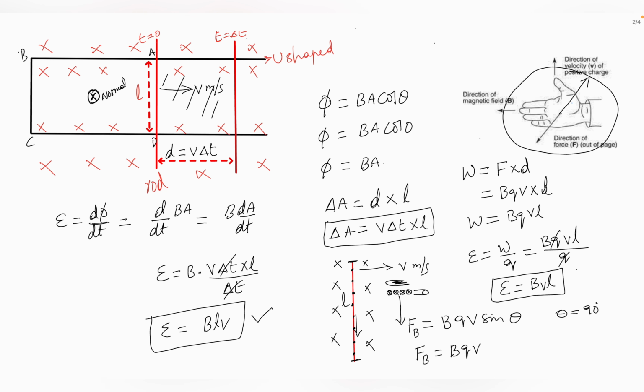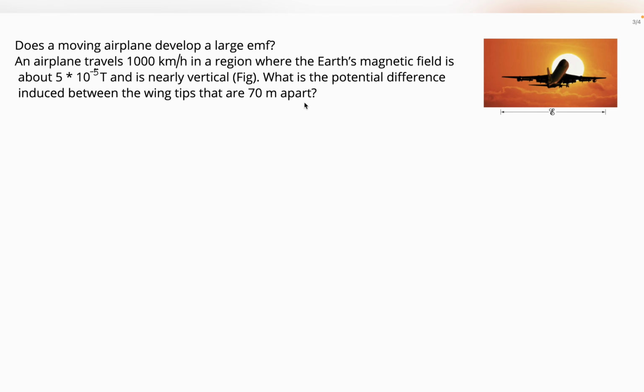Now let us check our understanding by solving one question which we have here. Now, does a moving airplane develop a large EMF? So if you look at the picture on the right here, this moving airplane is in the Earth's magnetic field, and because it is made up of metal, or conducting material, the wings, which are very long, do they develop any EMF on them? Is it going to be large or very small, which can be ignored?